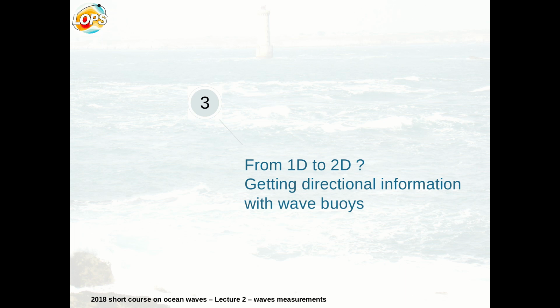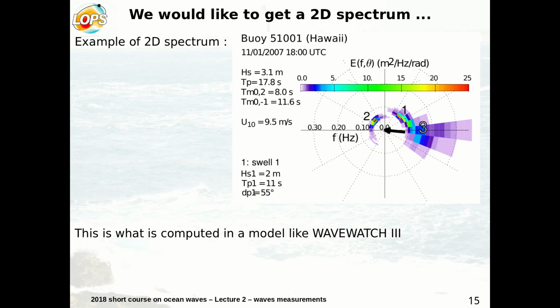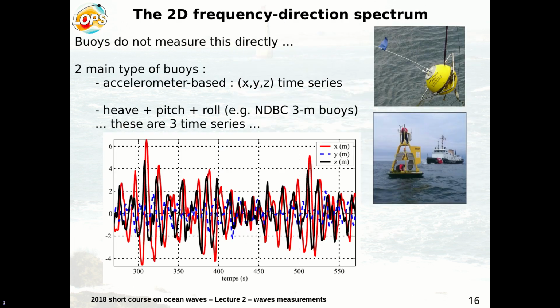So that was 1D spectra. And what I want to talk to you about now, before we go to database stuff, is the 2D spectrum. So I was showing this kind of plot before, in which we have energy as a function of frequency and direction. And this is typically what we would like to get. And this is actually the kind of thing that we compute in a wave model that we're going to run. So the wave model, like WaveWatch 3, computes the evolution of that spectrum in space and time.